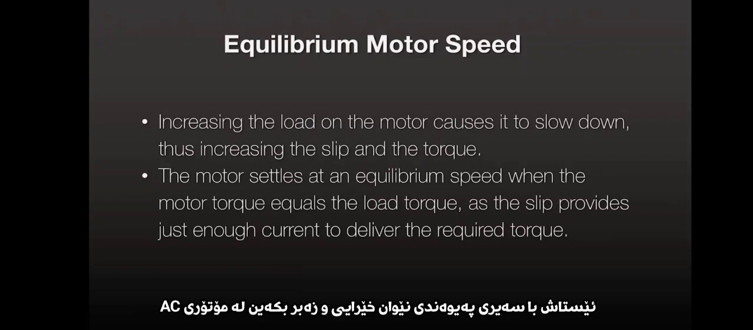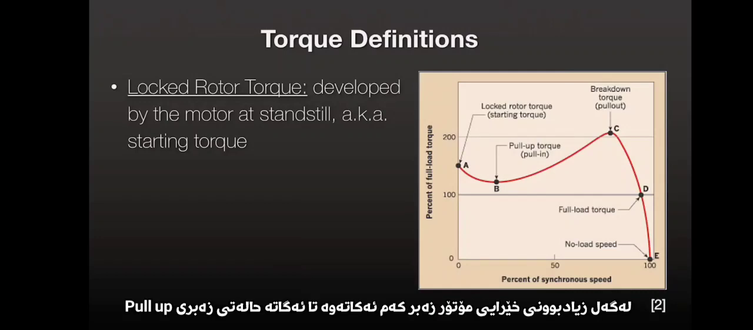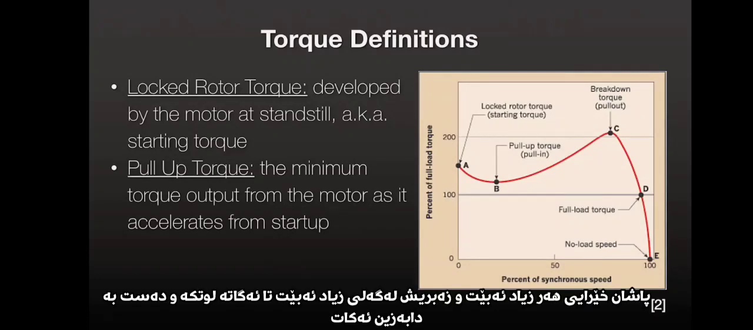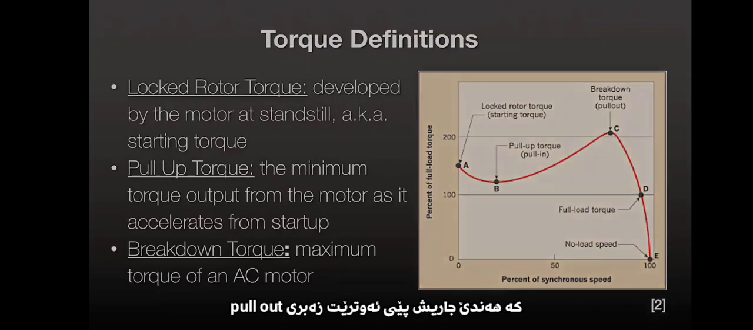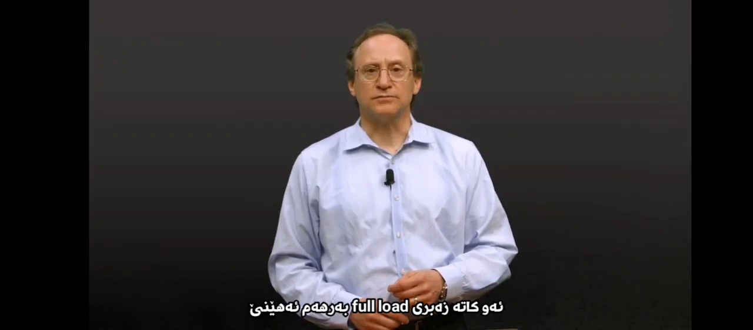Let's look at a typical torque speed curve for an AC induction motor. Locked rotor torque, otherwise known as starting torque, is the torque output of the motor when it's at a standstill. As the motor accelerates, the torque output reduces until it hits the pull-up torque. Then, as speed continues to increase, the torque increases until it peaks at the breakdown torque, sometimes called the pull-out torque. When the motor speed is at 100% of its rated speed, which is less than the synchronous speed by the slip percentage, it produces full load torque.